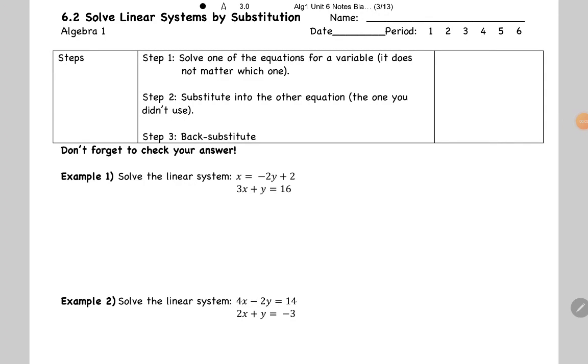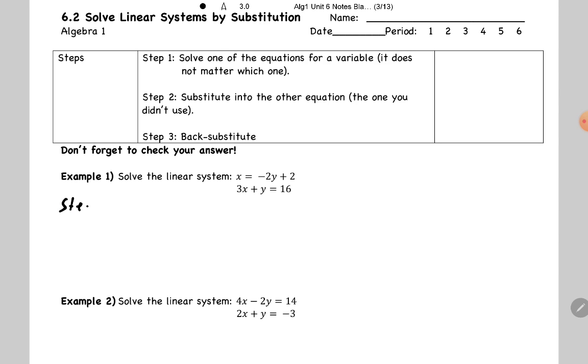Today in Algebra 1 we'll be looking at solving linear systems by substitution. So if we've got two equations, instead of graphing, we're going to do this mathematically. Step 1, solve one of the equations for a variable. It does not matter which one, so you can solve for x, you can solve for y, and then substitute into the other equation and solve for the variable, and then back substitute. So let's do the steps.